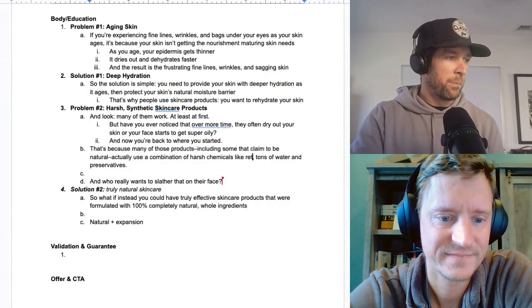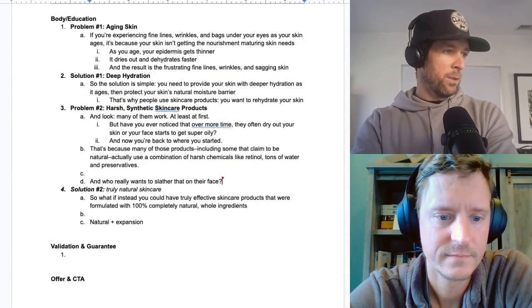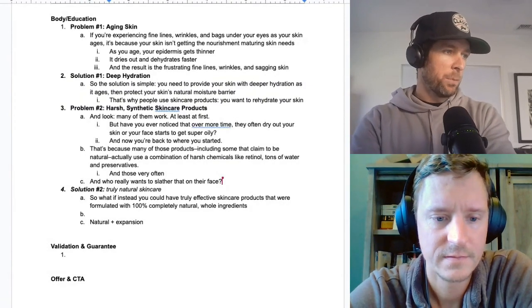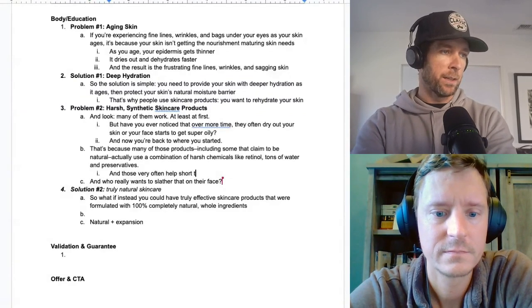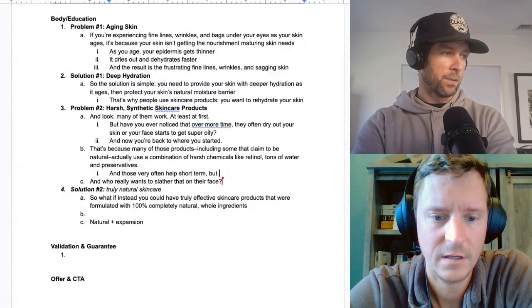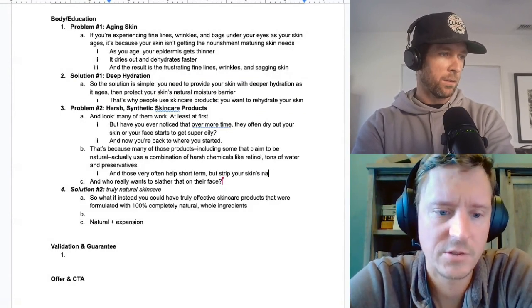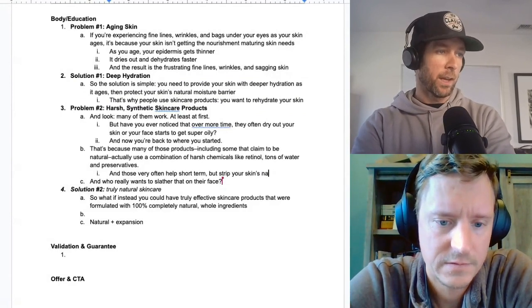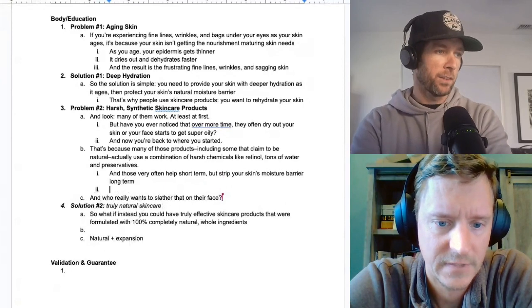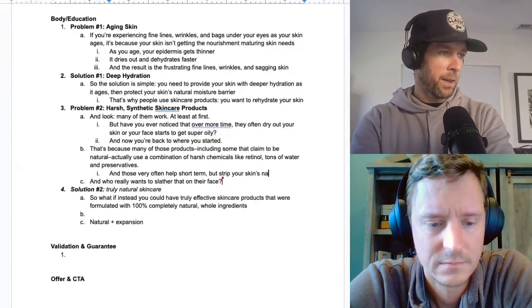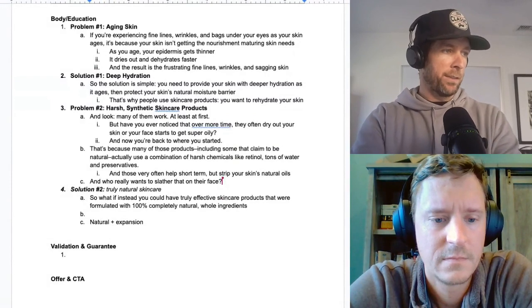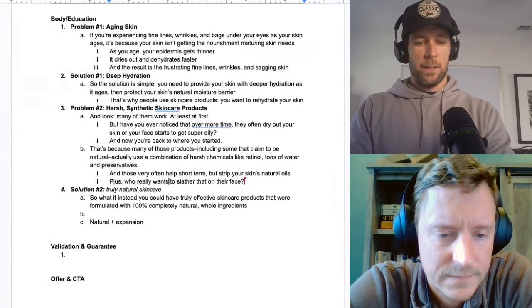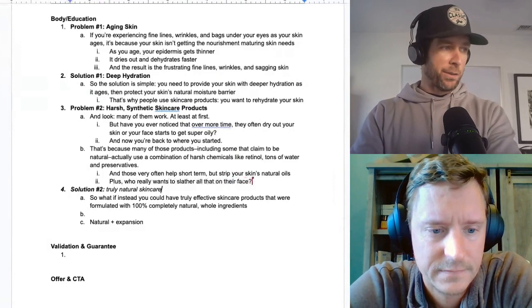Tons of water and preservatives. And those very often help short term, but strip your skin's natural moisture barrier long term. Even just natural oils would be fine too. Okay, natural oils. So those very often help short term, but strip your skin's natural oils. Plus, who really wants to slather all that on their face? There you go. So now we have to go for the hero solution here.